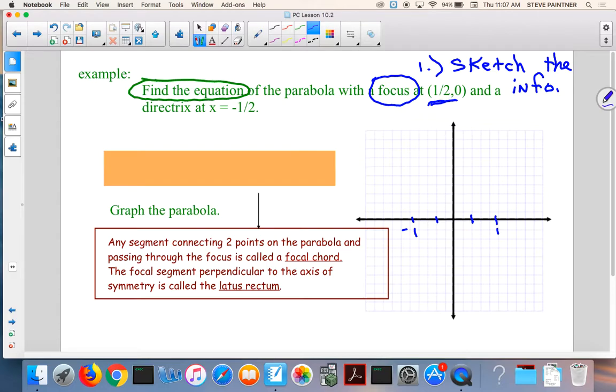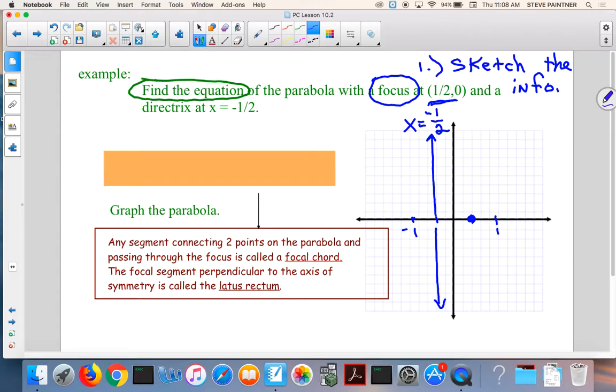So the focus would be at 1/2, 0. Okay. And the directrix is at x equals -1/2. Now remember, x equals a number is vertical. So you would draw your vertical line cutting through here. And I did that at -1. I shouldn't have done that. Sorry, I'm off a little. Try that again. I should have come here. There's my directrix right there. x equals -1/2. Okay.